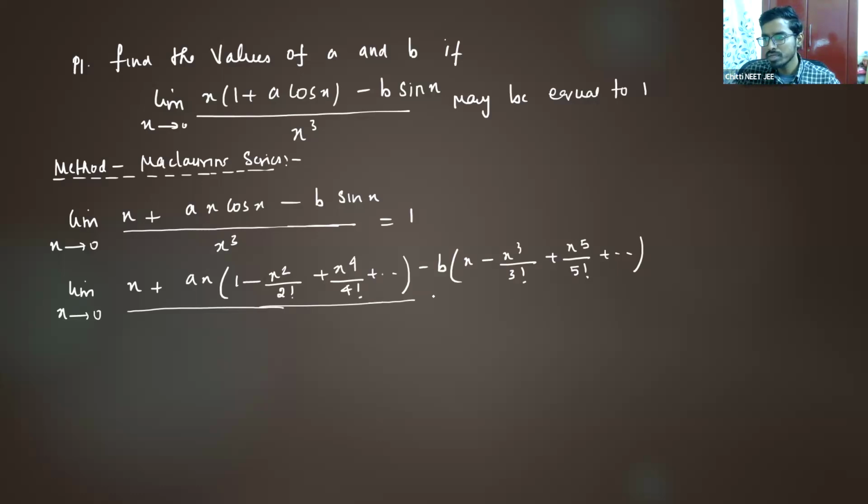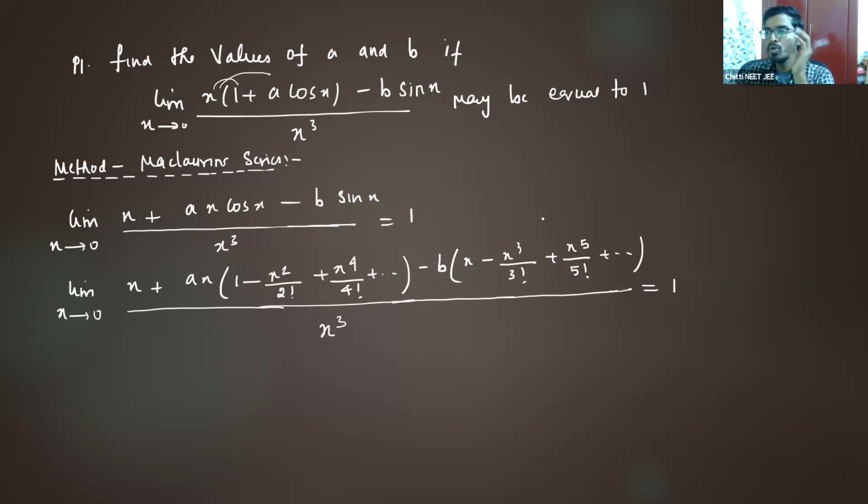Sir, it is cos x in question. Is there any mistake I have made? See, here I have x and here I have ax cos x and here we have minus b sin x by x cube. Correct only, right? Whole divided by x cube and this is equal to 1. Is it clear up to now? I just applied Maclaurin series expansion for cos x and sin x.